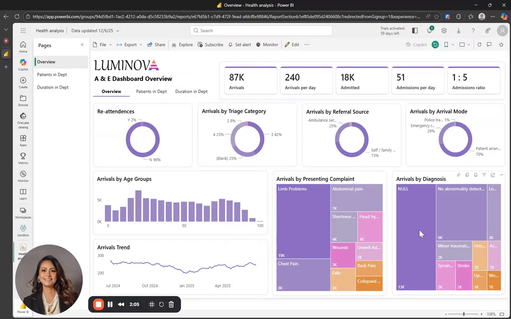On the right, the two tree maps highlight the most common presenting complaints and diagnosis outcomes recorded in the department. These visuals reveal the clinical burden driving A&E demand, enabling better planning of staff skill mix and resource allocation. This completes the overview page. Next, we'll drill into patient flow and operational activity within the department.